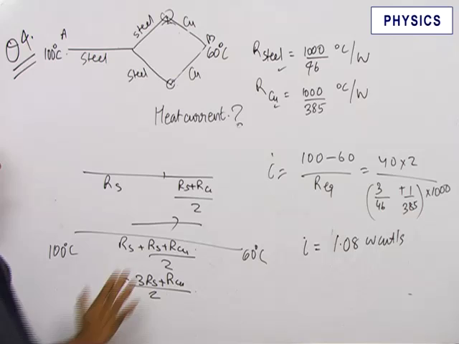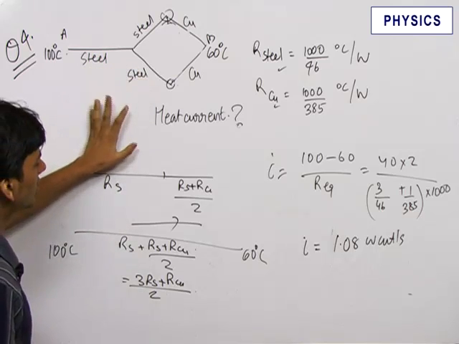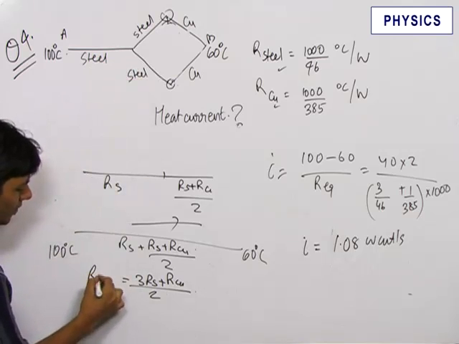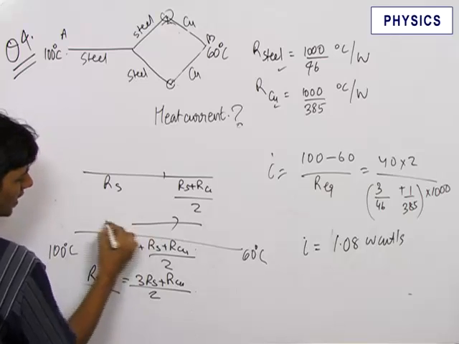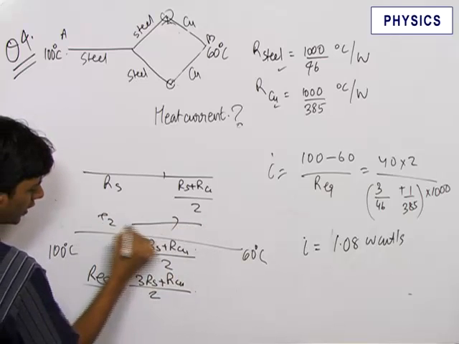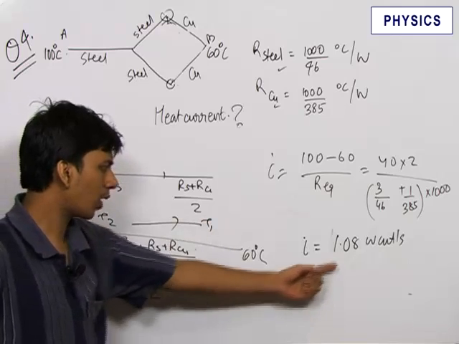This is a pretty simple method which you should always use whenever there are 2-3 resistances in parallel or series. Combine them to find out the R equivalent and then find out the heat current. Just by using the formula, the heat current in this direction will be equal to T2 minus T1 upon R. So this is the final answer that we get, 1.08 watts.